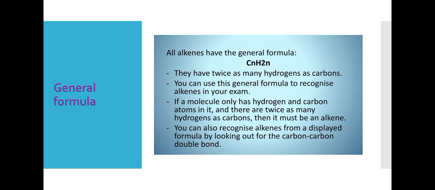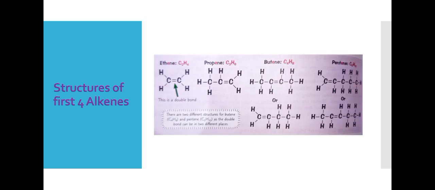If a molecule has hydrogen and carbon in it, and there are twice as many hydrogen as carbon, then it must be an alkene. You can also recognize an alkene from the display formula by looking for a carbon-carbon double bond. See the structures of the first four alkenes.